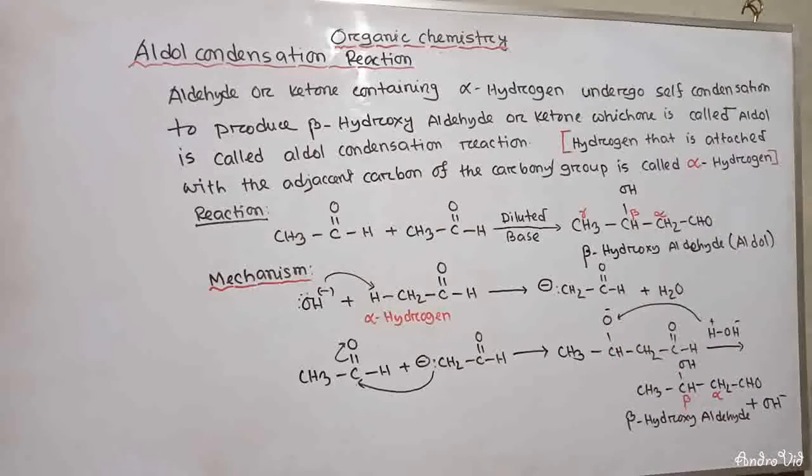When it receives a proton, you get the product beta hydroxy aldehyde, which is called aldol, which is my target product. So the reaction where two aldehydes, or two ketones, or one aldehyde and one ketone react with each other, which must contain alpha hydrogen, in the presence of a dilute alkali, produces aldol, a beta hydroxy ketone or beta hydroxy aldehyde. This type of reaction is called the aldol condensation reaction.